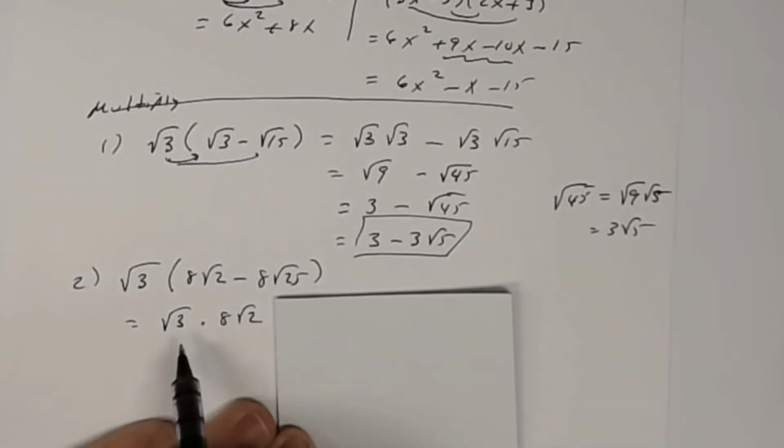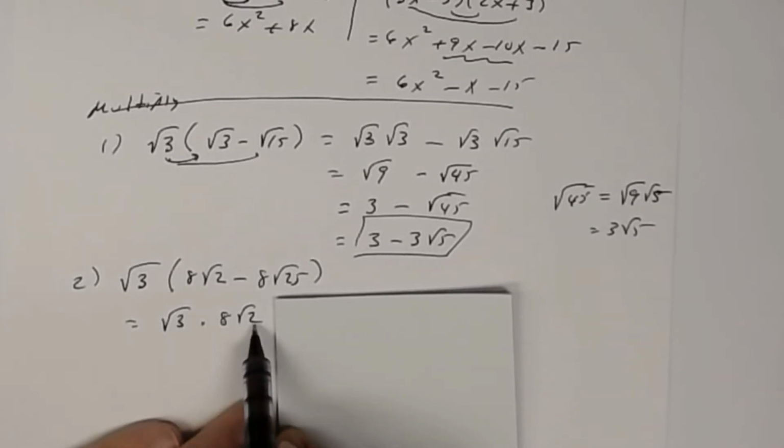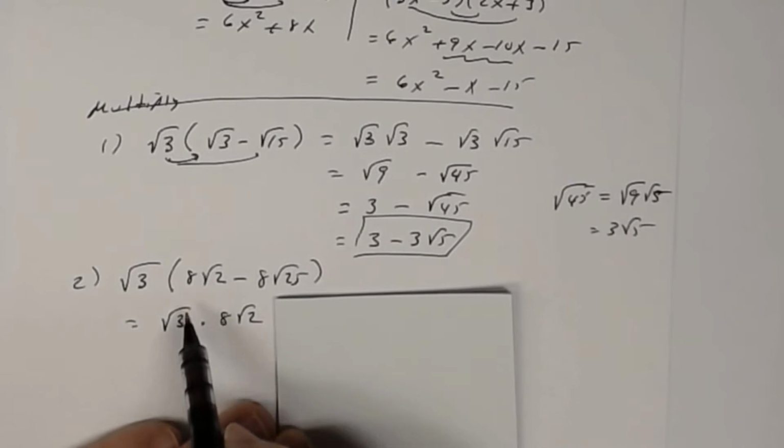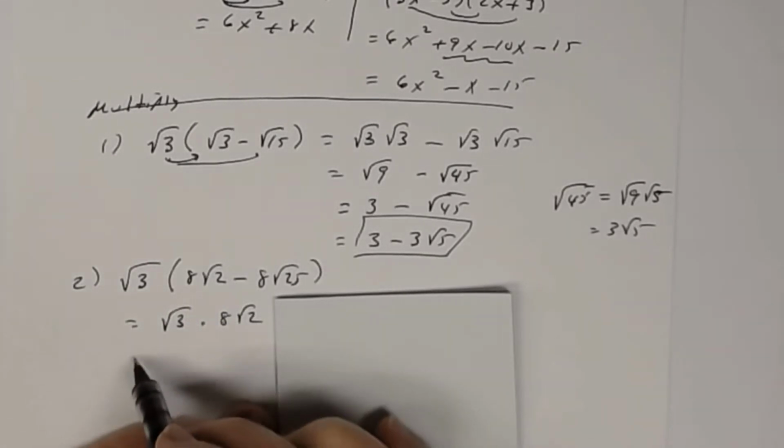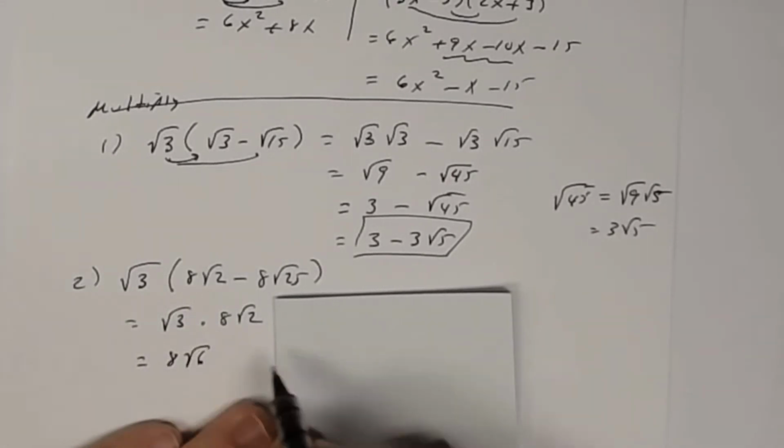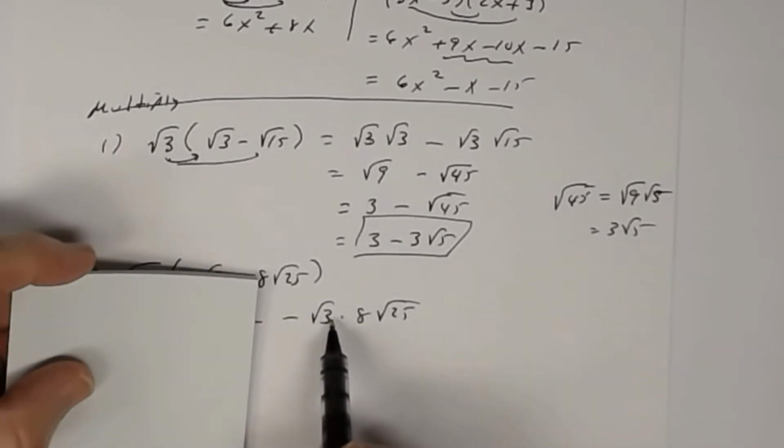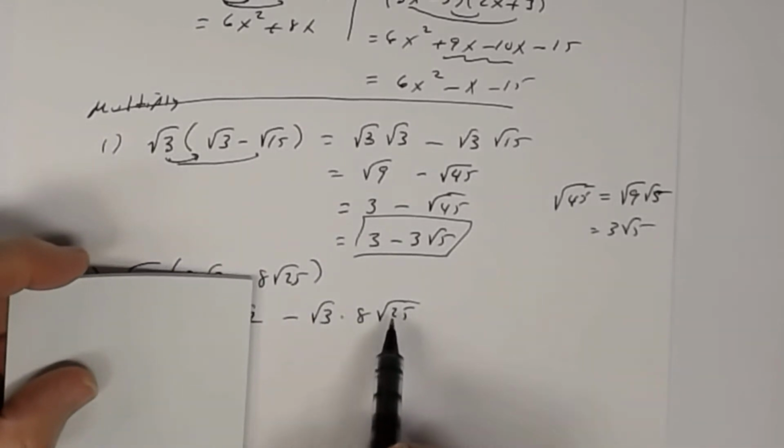If I cover this part up, then I know from previous lessons that I can rewrite this as the square root of 3 times the square root of 2, which is the square root of 6. So I get 8 square root of 6. Now be careful here. You may say, I'm going to go ahead and say 3 times 25 is 75. Yes, you can. You can definitely do that.